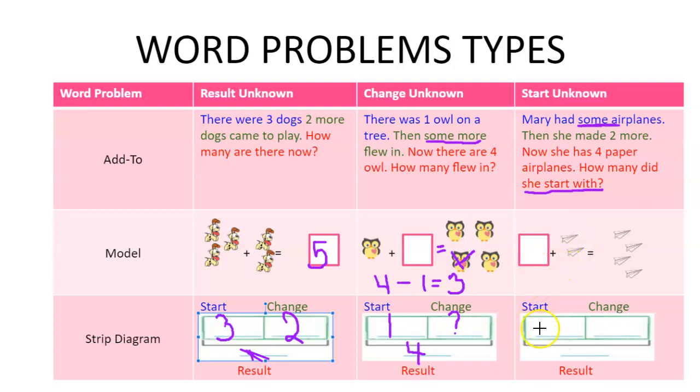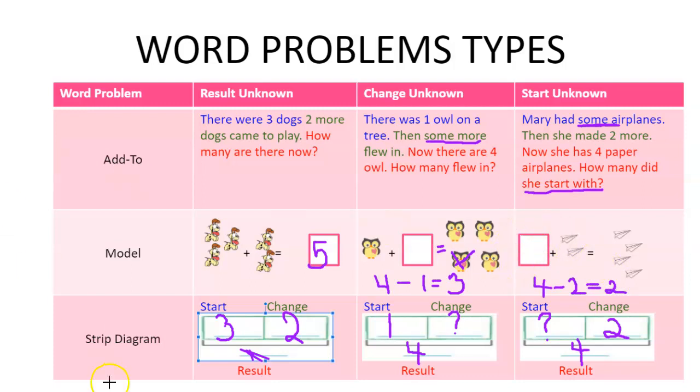So when we're representing our strip diagram, we put a question mark in the start because that's the amount we're looking for. Here, the change was that she made 2 more. So she added 2 more. And now for the total, they have 4. So what we can do to figure this out, we do the opposite and we do 4 minus 2 equals 2. And that's our start, what we started with.